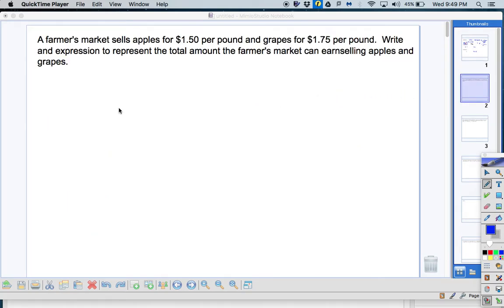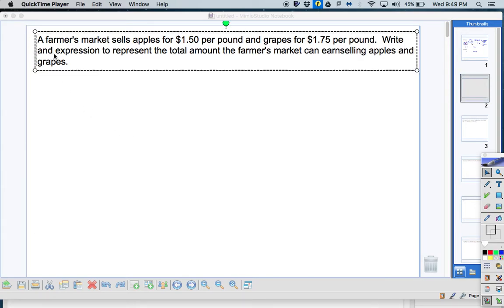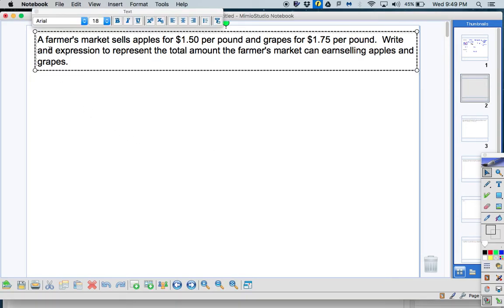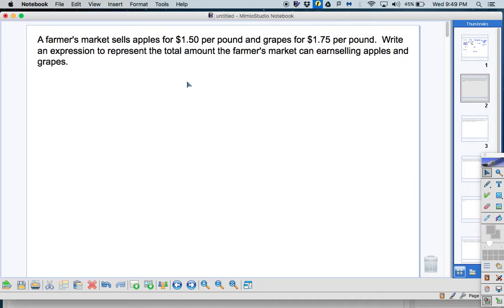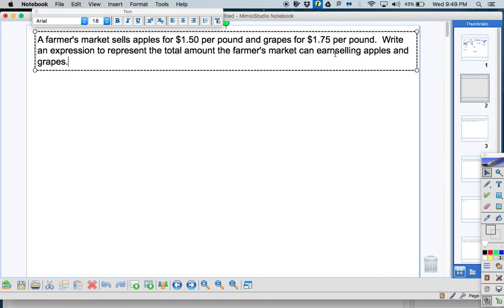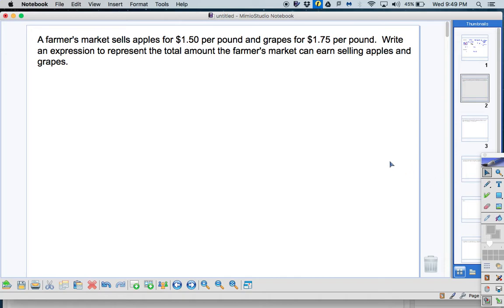Here's our first example problem. This says a farmer's market sells apples for $1.50 per pound and grapes for $1.75 per pound. Write an expression. That is a mistake up there. I'm going to go fix it right now. Should say write an expression to represent the total amount that the farmer's market can earn selling apples and grapes. Okay, so we're selling apples and grapes, and we want to know how much they earned.